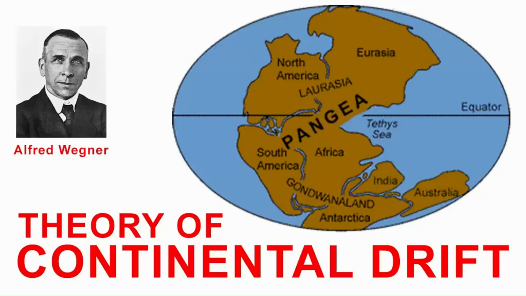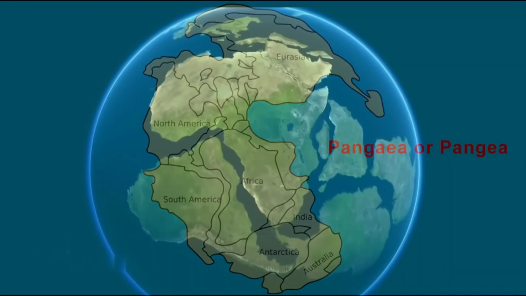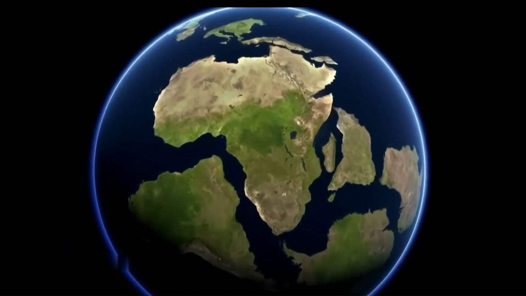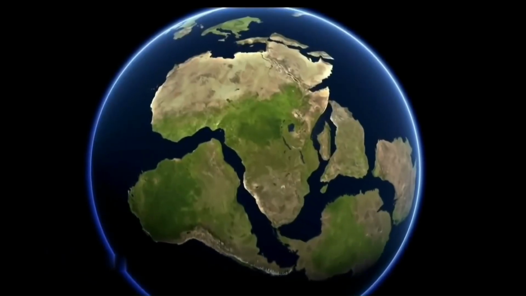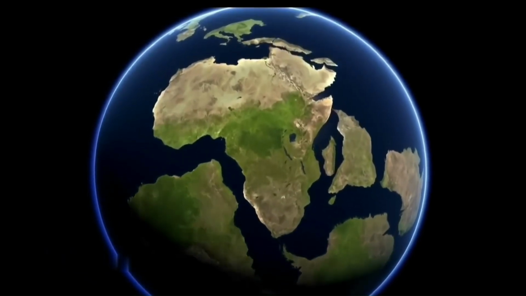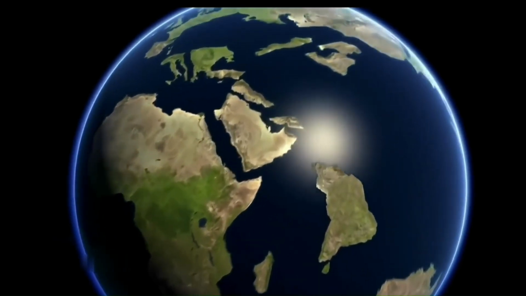Continental Drift Theory. Continental drift theory is a scientific hypothesis proposed by Alfred Wegener in 1912, which suggests that the continents were once joined together in a single landmass, called Pangea, and have since drifted apart to their current positions. The theory was a precursor to the modern understanding of plate tectonics, which explains the movement of the Earth's lithosphere. Here's a breakdown of the key aspects of the continental drift theory.